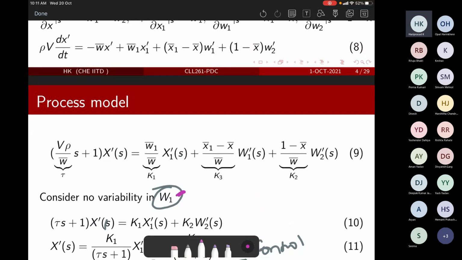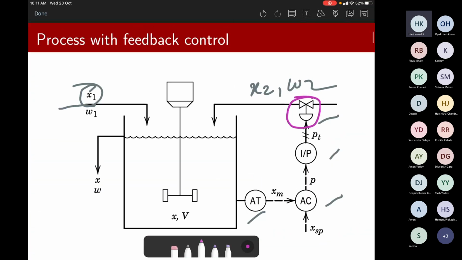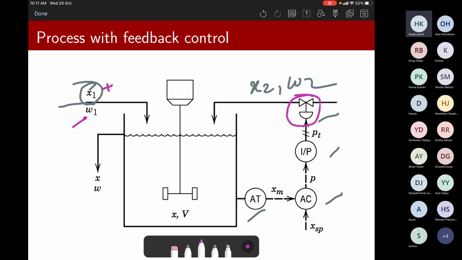Considering no variability in W1 essentially means that W1 is constant, but your X1 can vary. A constant flow rate doesn't mean that your composition is going to be the same. So this happens to be your disturbance into the system. You have learned how to isolate the disturbance variable, because something that you don't have any control over can be the disturbance. For instance, if you are doing a very high temperature controlled experiment, the room temperature changes are a disturbance because you don't have any control over that.